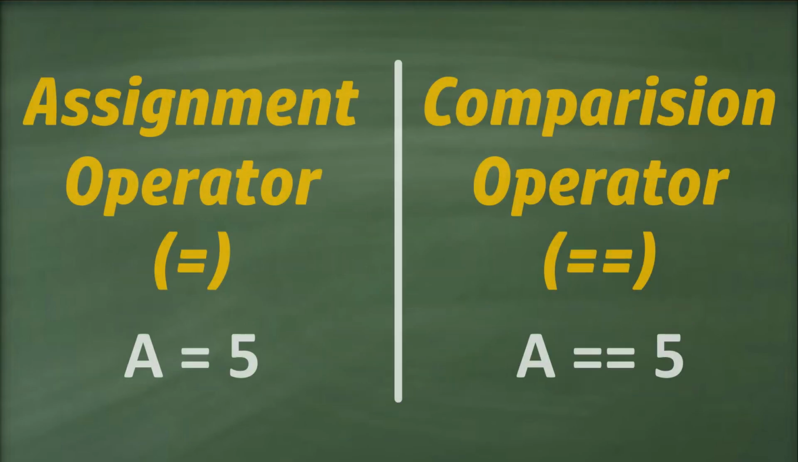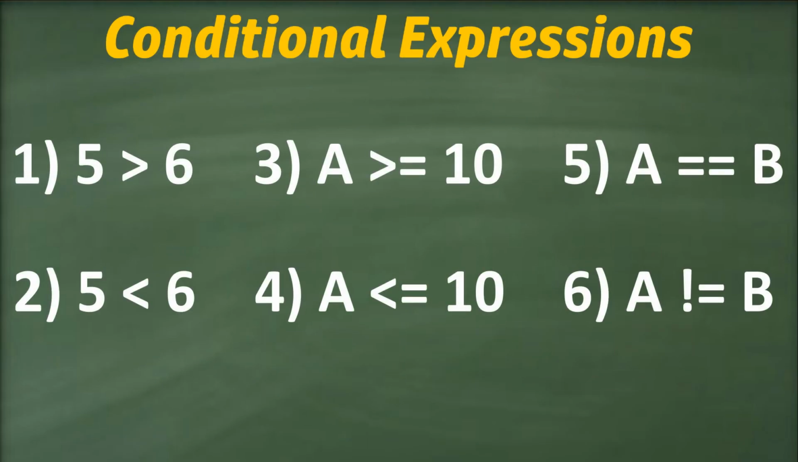It's important to note that a single equal sign is used as the assignment operator, meaning when we write a equals 5, we are assigning the value 5 to variable a, whereas here we are checking if variable a's value is equal to 5 or not. Now let's look at some examples of how conditions are written using the comparison operators.